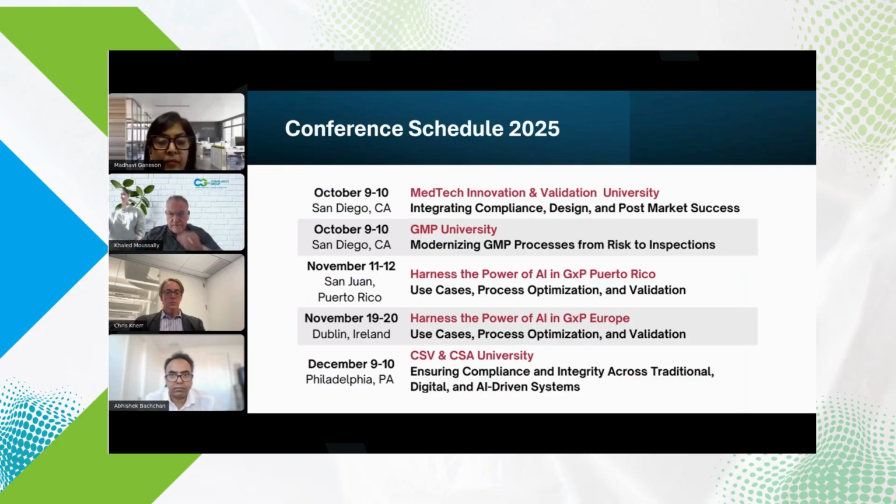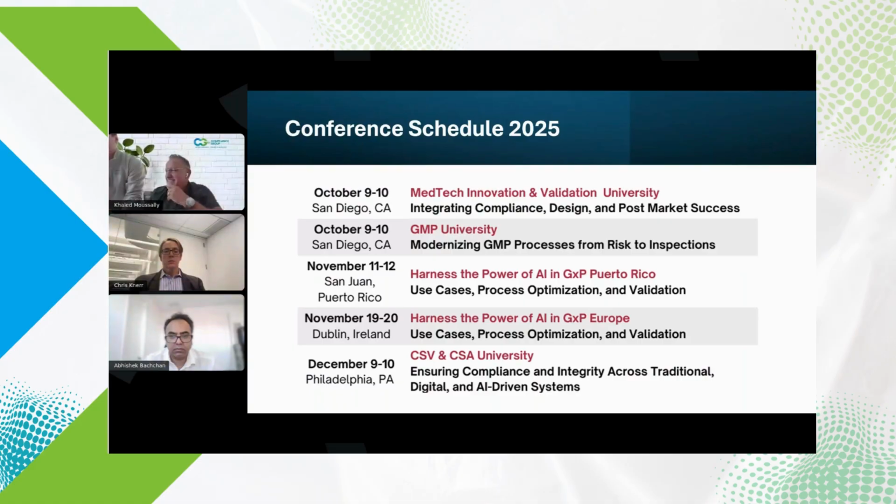We also have Harness the Powers of AI and GXP. We're going to be in Puerto Rico. That's actually going to be December 3rd and 4th. That date is wrong on the slide here. And then in November 19th and 20th, we have our AI and GXP in Dublin. So we'll be going over use cases in AI across the GXP landscape and risk, CAPAs, deviations, supply chain, pharmacovigilance, labeling, predictive analytics, and so on.